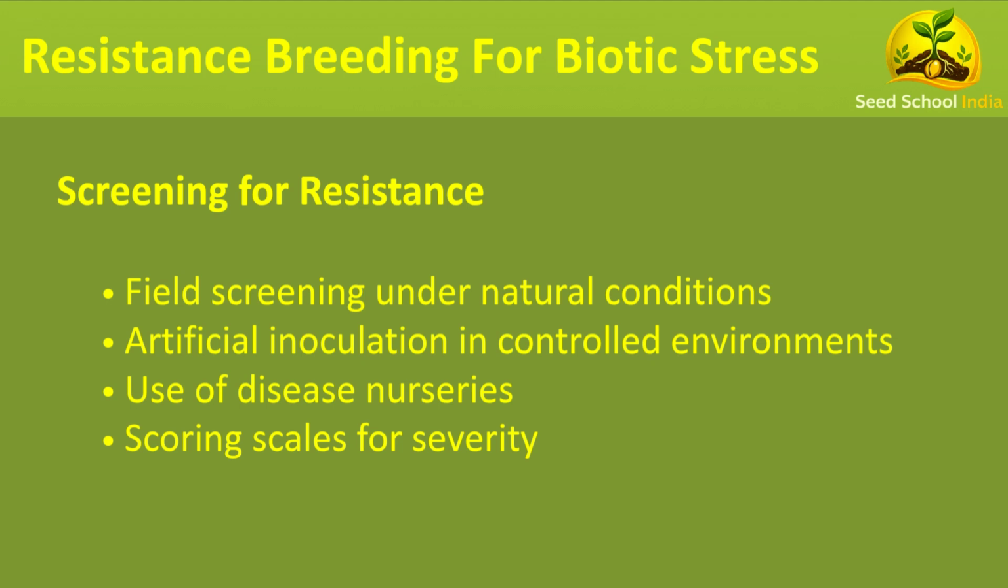To develop resistant varieties, breeders must first identify resistant plants through screening. Screening can be done under natural field conditions or by artificially inoculating plants with pathogens in controlled environments. Disease nurseries are often used where high disease pressure is maintained to test plant responses. Accurate screening is crucial for selecting the best resistant genotypes.